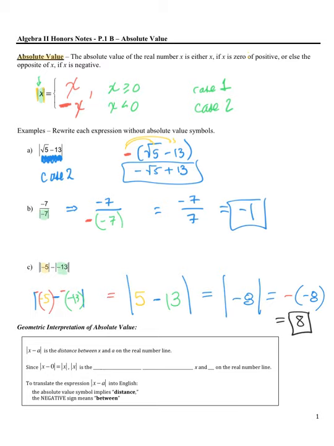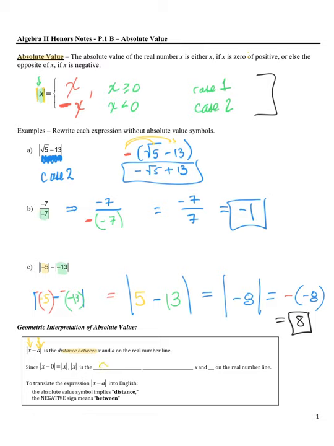So that's how we want to look at absolute value. Two cases. Now, let's think about the geometric interpretation of absolute value. If I have the absolute value of x minus a, the way you should really think about this is I'm looking at the distance between x and a on the real number line. So distance, difference. So if I have x minus 0, well, that's just the absolute value of x.